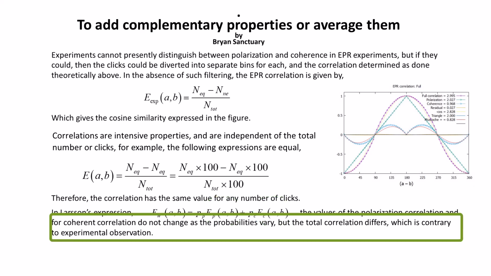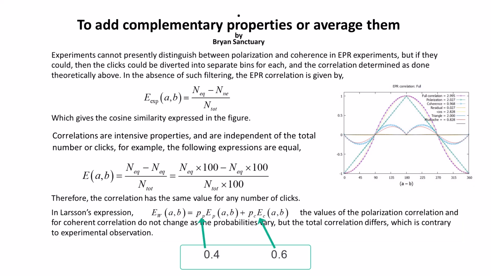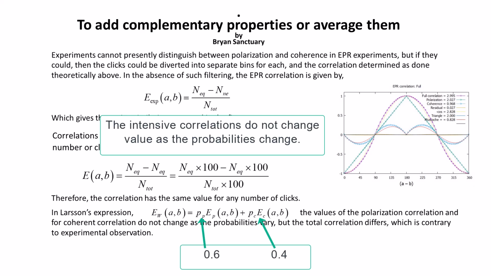This means that the total correlation will differ for different probabilities, which is contrary to the experimental observation. To see this in Larsson's approach, consider experiments with, say, P_P equal to 0.4 and the probability for coherence equal to 0.6 to give Larsson's correlation as the weighted sum with these two probabilities. Now repeat the experiment with the probabilities reversed. In both cases, the correlation values for polarization and coherence are the same, but the relative amounts differ.